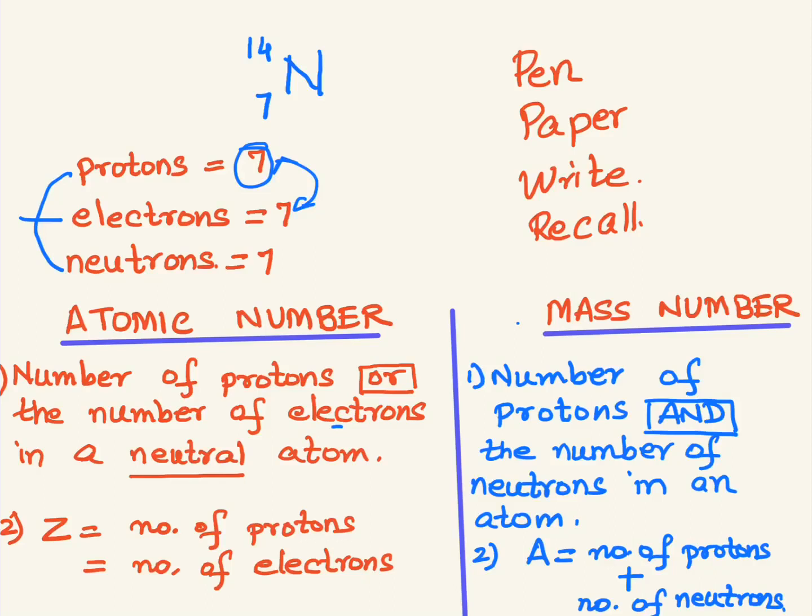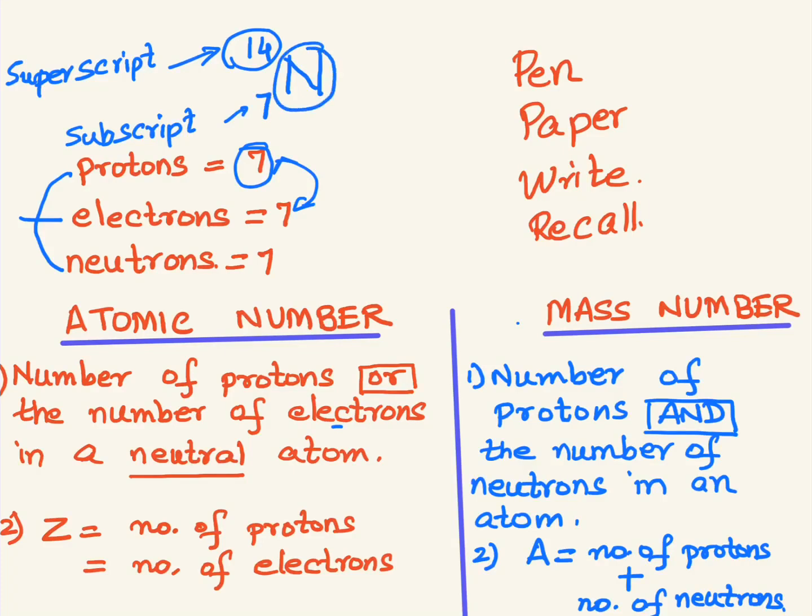Do you notice where I have written the 14? Yes, 14 is written on the top. That is why mass number, we said, is written as a superscript. Whereas this atomic number is written as a subscript at the foot of the element.